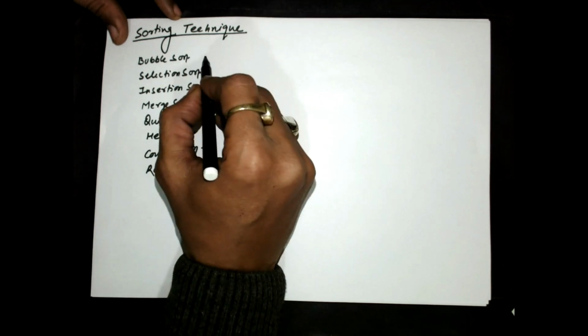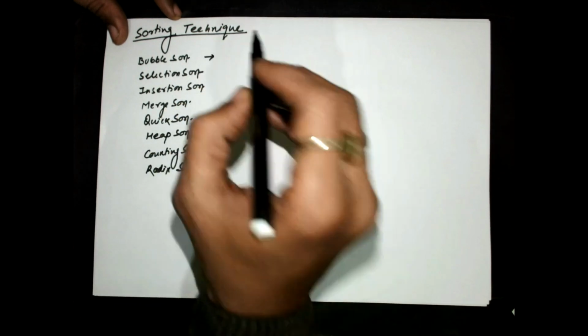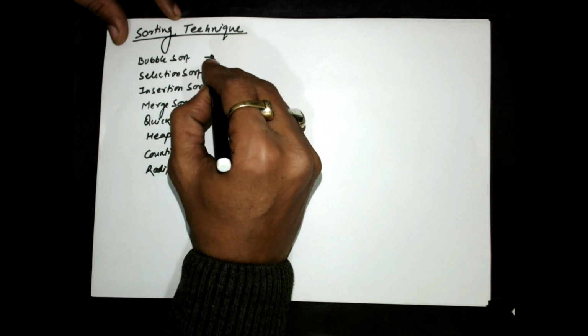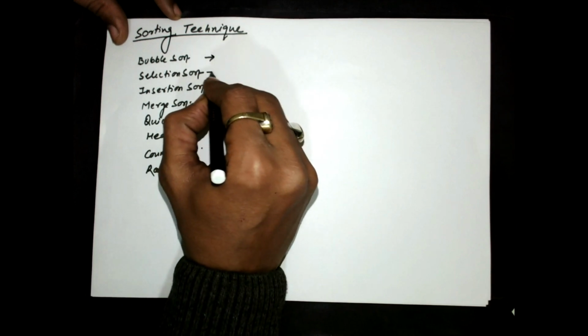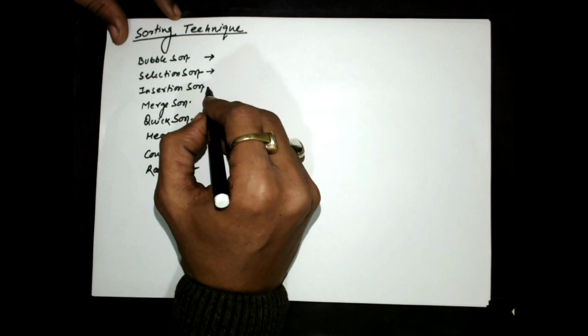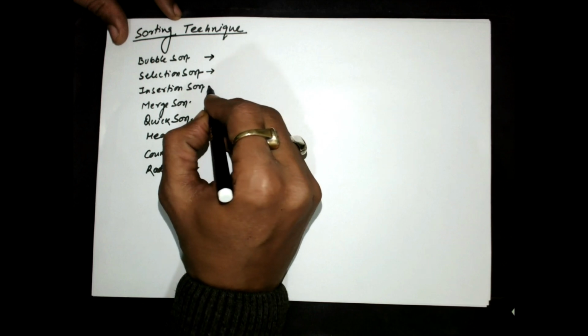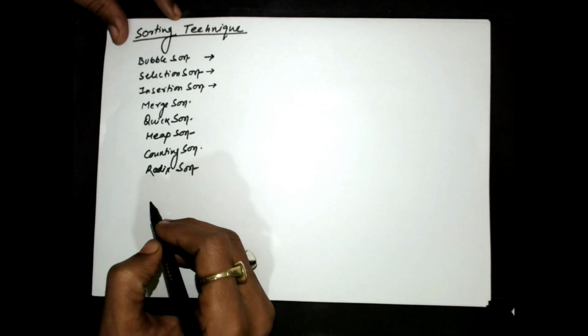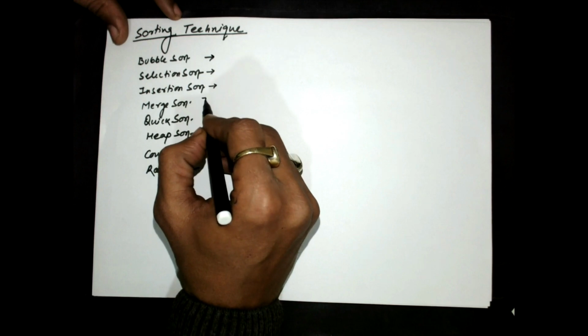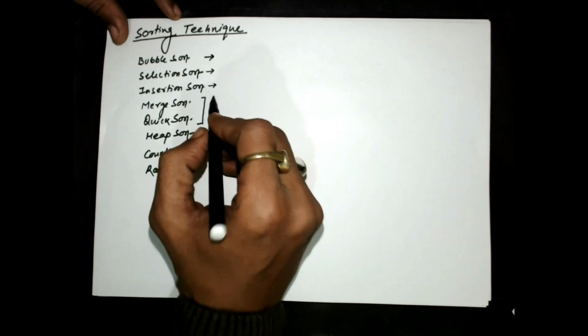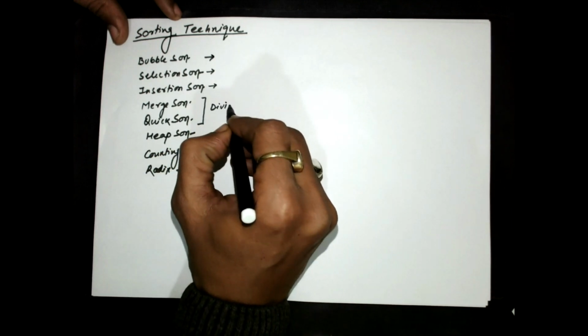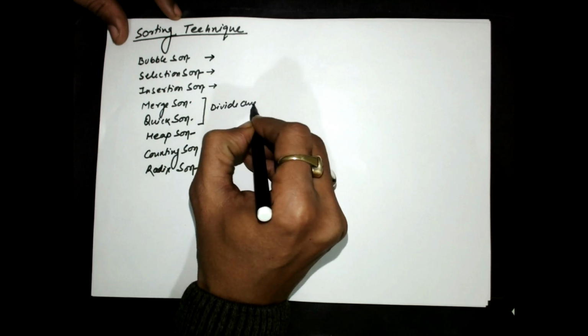So bubble sort is a procedure which will follow the brute force approach. Similarly, the selection sort will also follow the brute force approach. Insertion sort will follow the brute force approach. Merge sort and quick sort, these are under the scheme divide and conquer.